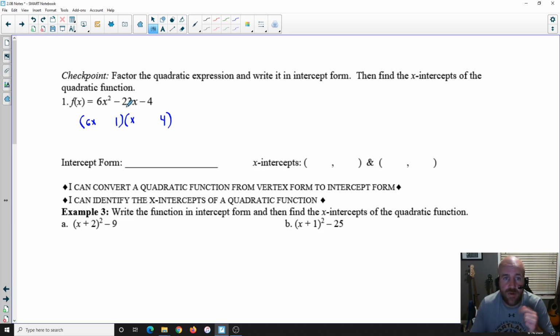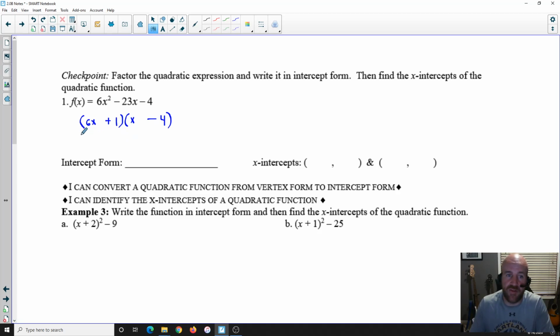So good. Now we need to think about what the signs are. So a negative 23, which means the bigger number out of the product needs to be negative. So 6 times a negative 4 would give us negative 24. And a positive 1 times 1x, that would give us a positive 1. So that would end up being, when we combine like terms, a negative 23. So here are the factors.